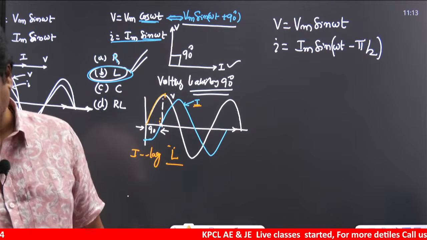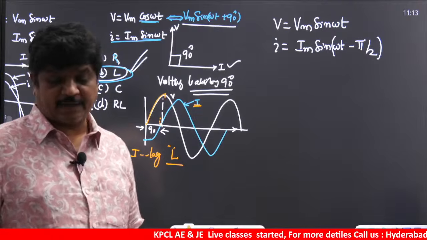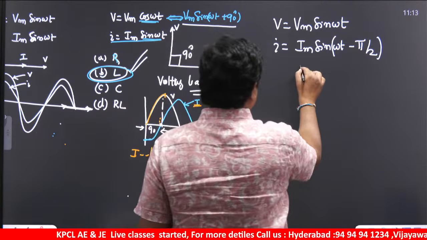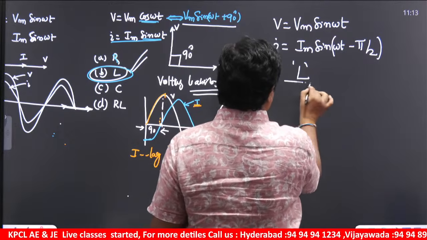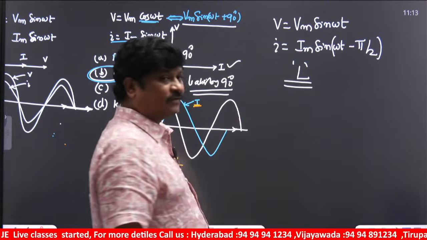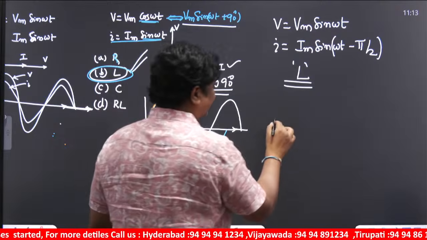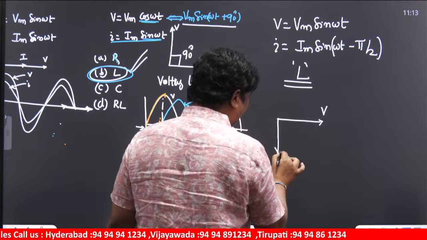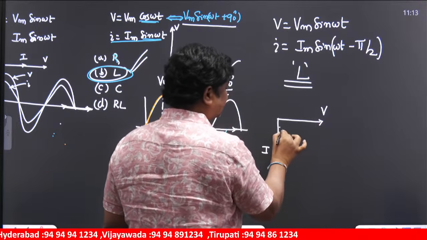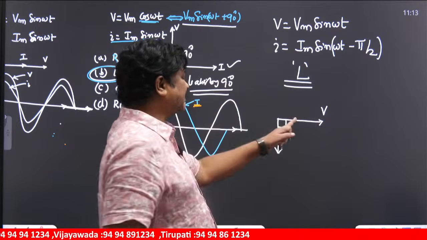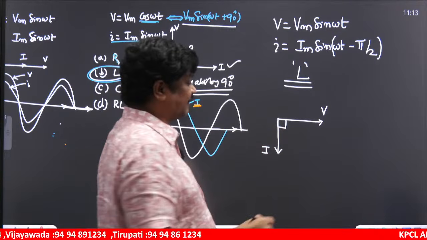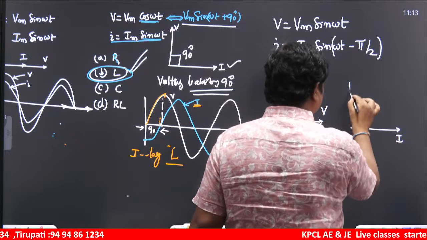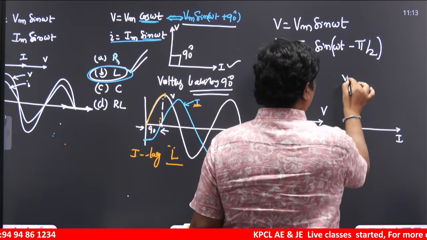Yes, nice, very good. Because current is lagging by 90 degrees, it is a pure inductive circuit, L. Suppose if the voltage is here, current is here. Current is lagging by 90, hence inductor. When current is here, voltage is here.